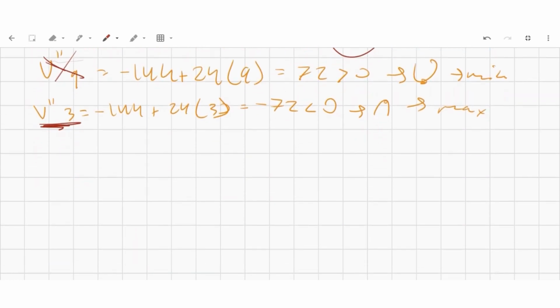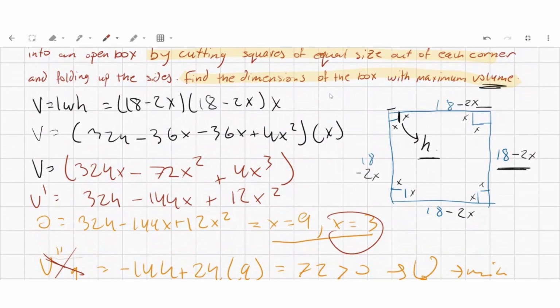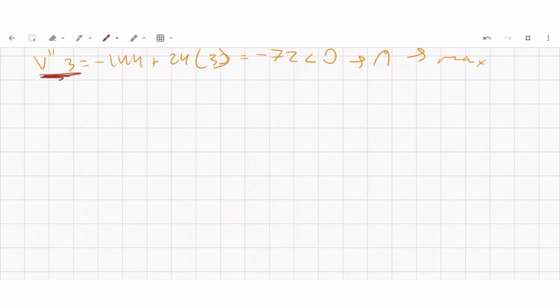After that, since we found that the x value is going to be 3, what we're going to do is go back to 18 minus 2x, which is the length, and we're going to be writing this down. So 18 minus 2x, we're going to be substituting the x value with 3, so it goes 18 minus 2 multiplied by 3, which is 18 minus 6, which is equal to 12.